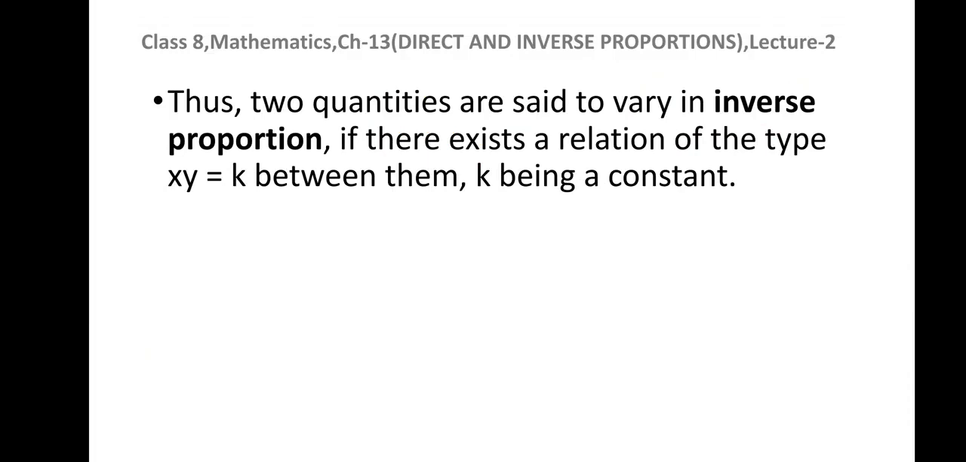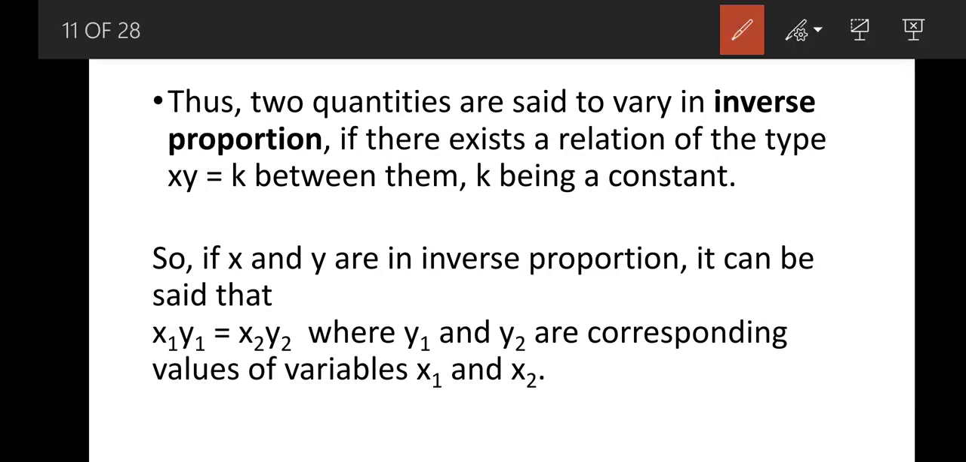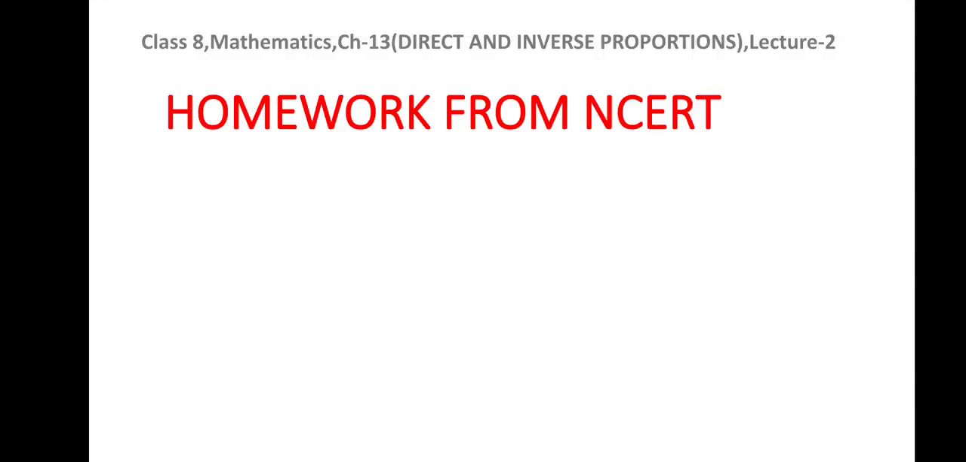Thus, two quantities are said to vary in inverse proportion if there exists a relationship of the type xy is equal to k between them, k being a constant. This is what I told you in the previous example. So, if x and y are in inverse proportion, it can be said that x1 y1 is equal to x2 y2, where y1 and y2 are the corresponding values of the variables x1 and x2. Simple as this.